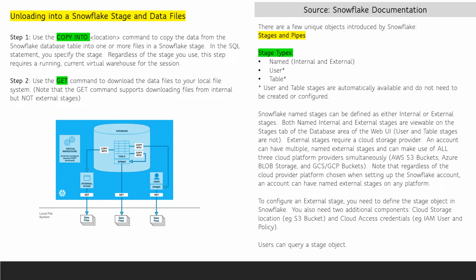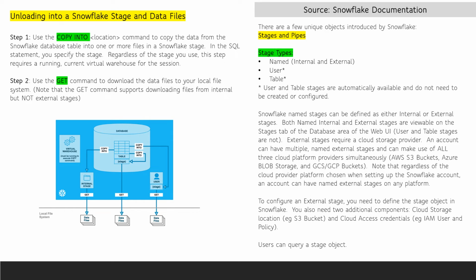Just as a reminder about stage types, there are three different stage types: named, user, and table. User and table stages are automatically available and do not need to be created or configured. Snowflake named stages can be either internal or external. External stages require a cloud storage provider. An account can have multiple named stages and can make use of all three cloud platform providers simultaneously.